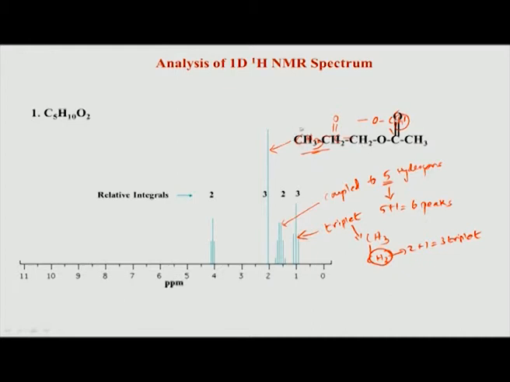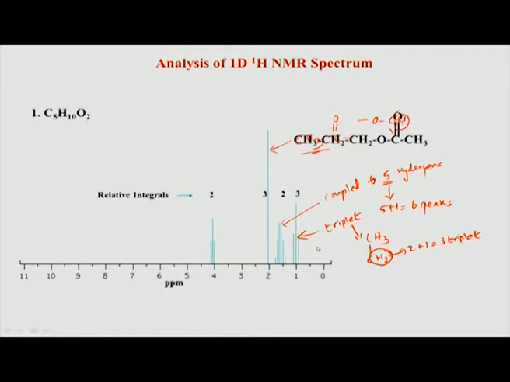Then finally, what we are left with is this methyl peak, which is the triplet showing here, and this is coupled to a CH2, that is 2 protons. That is what we saw here, that there is a CH3 which is coupled to 2 protons, and therefore it is showing a triplet, and this is the triplet.